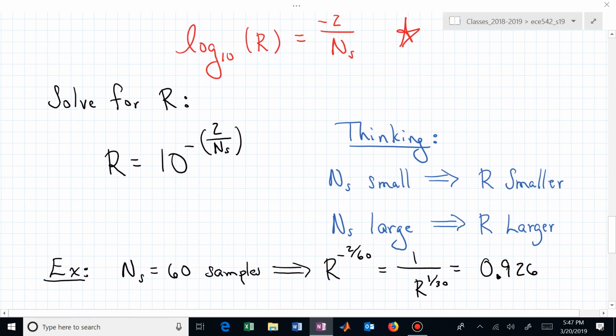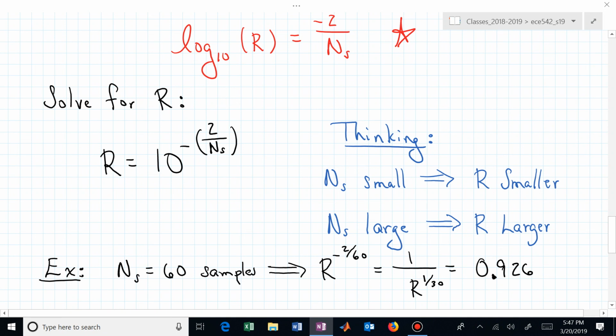For example, suppose that we had n sub s equal to 60.